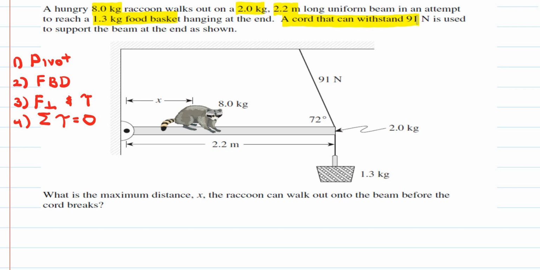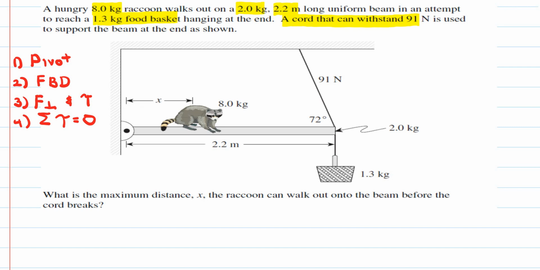Right now in this diagram, it's in rotational equilibrium, so that means everything is not moving. However, if the raccoon keeps walking further to the right-hand side, then the beam will break. So we want to find the maximum distance that this raccoon can move to the right so that the beam is still in place.